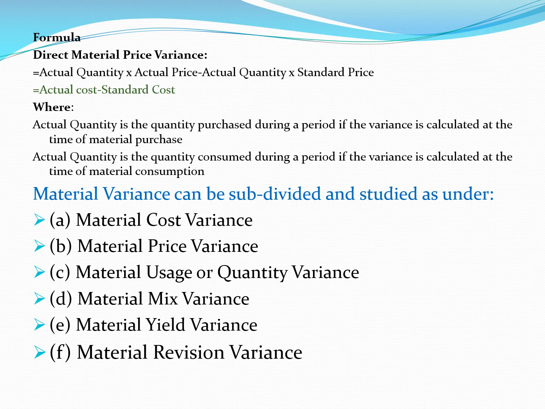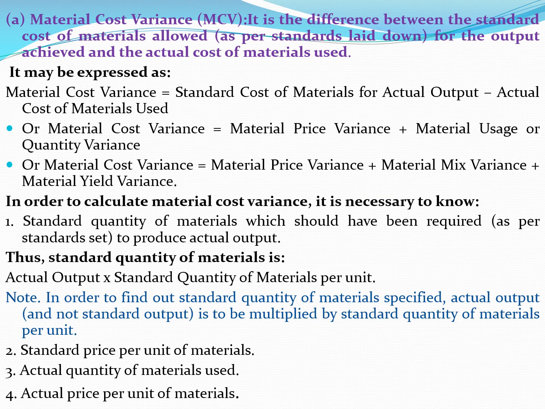So we can classify the material variance under six heads. We can subdivide them like this: material cost variance, material price variance, material usage or quantity variance, material mix variance, material yield variance, material revision variance. Now let us study all these one by one in detail. So what is material cost variance?